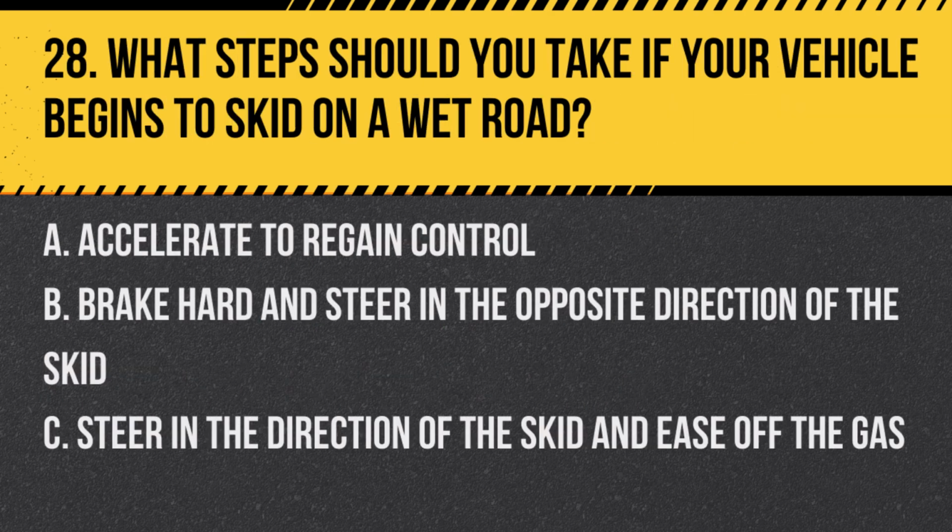Question 28. What steps should you take if your vehicle begins to skid on a wet road? A. Accelerate to regain control. B. Brake hard and steer in the opposite direction of the skid. C. Steer in the direction of the skid and ease off the gas. Answer: C. Steer in the direction of the skid and ease off the gas. This helps regain control of the vehicle.